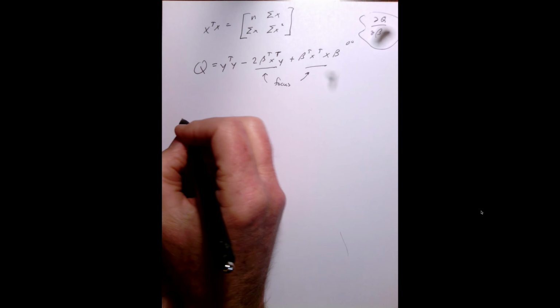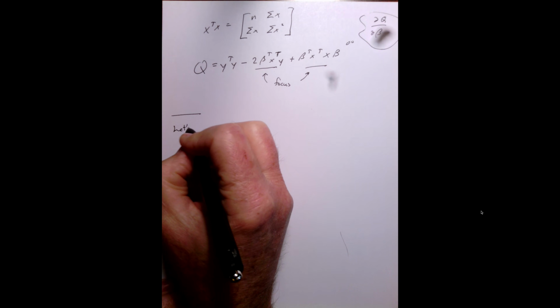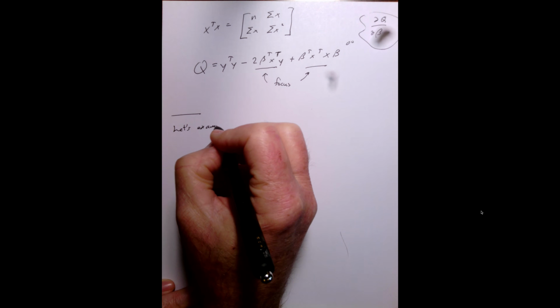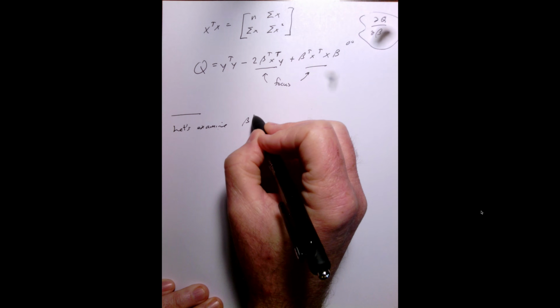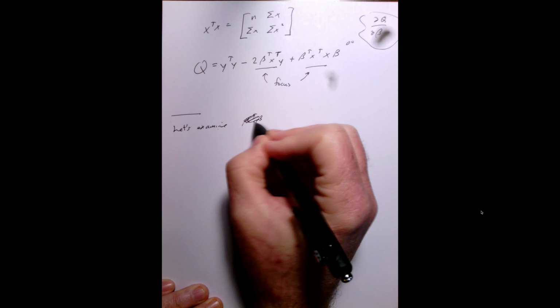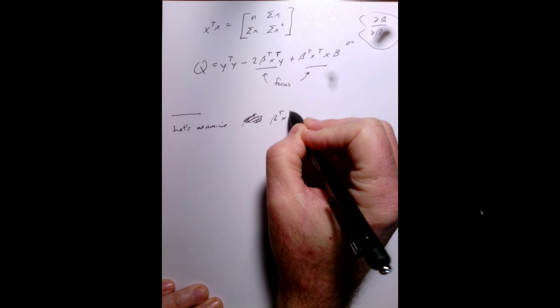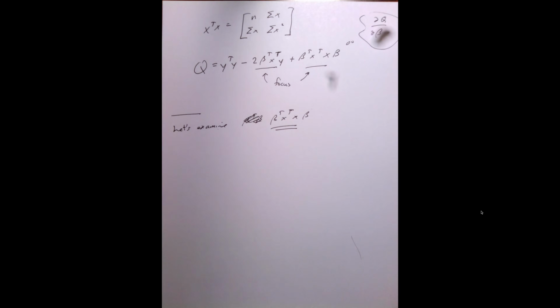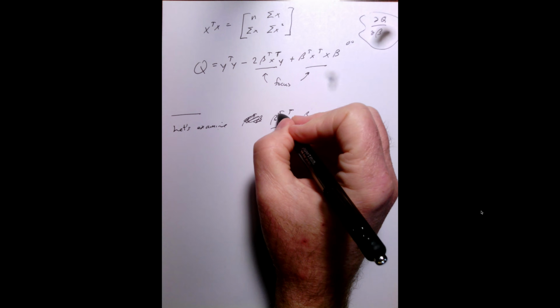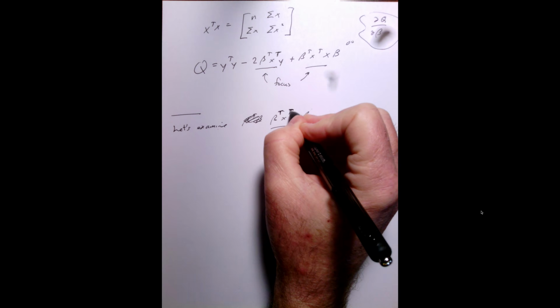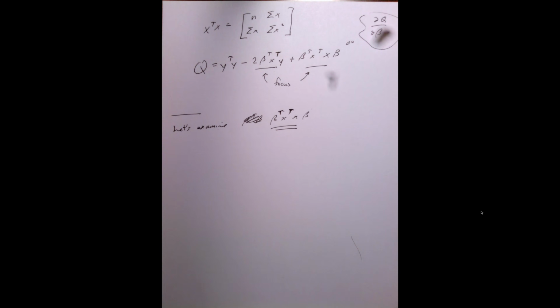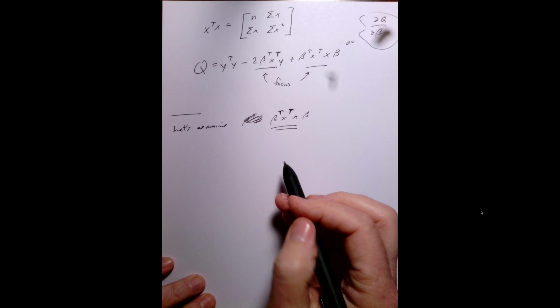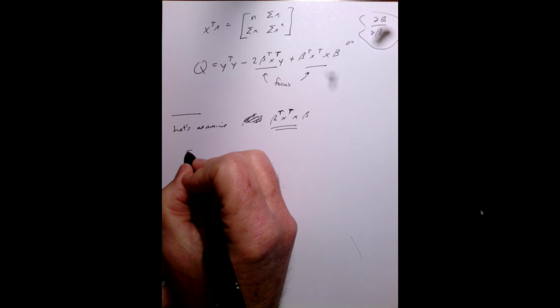So I want to dive into this term first. So beta, that's just really ugly. I don't like that. So beta transpose X beta, what is that going to look like when we take the partial of it? Well, let's write it out. What's beta transpose going to look like? Well, that's going to be pretty easy.